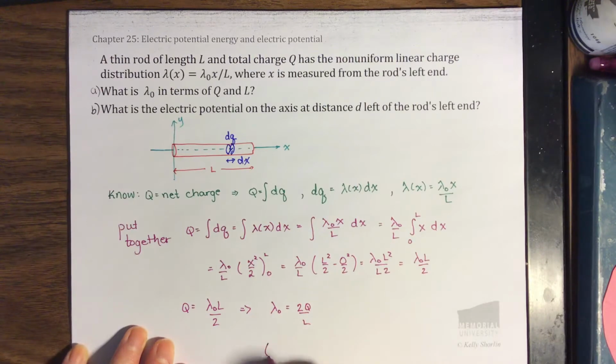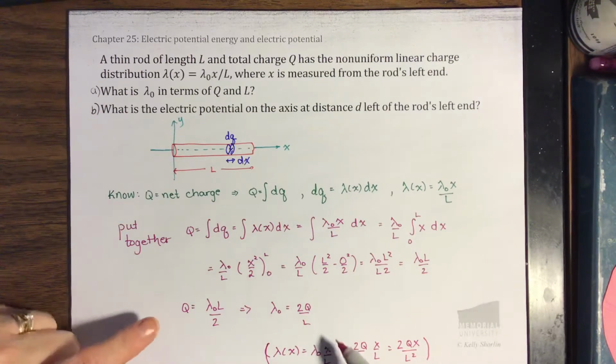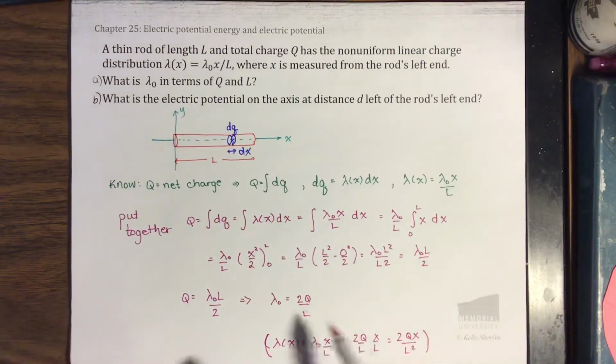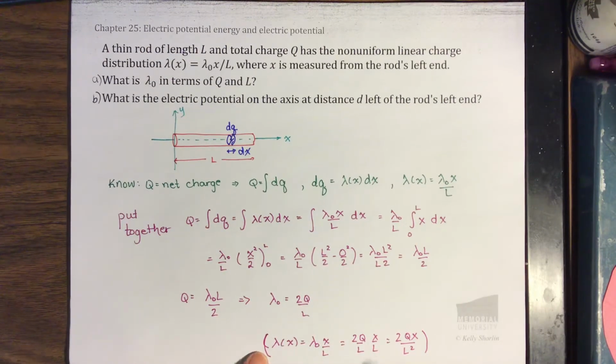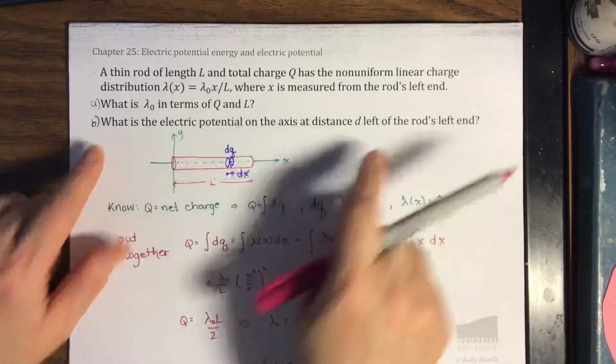Where we're going to go with this next is our lambda of x is lambda naught times x over L. We're going to fill in that for our lambda naught. So we found the expression for our constant in our density function, and we're thinking ahead to the fact that now we can write our density function in terms of the parameters of the problem, Q and L. Next, we'll move on to part B.